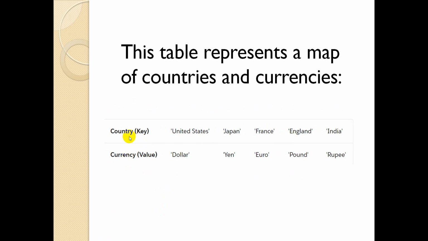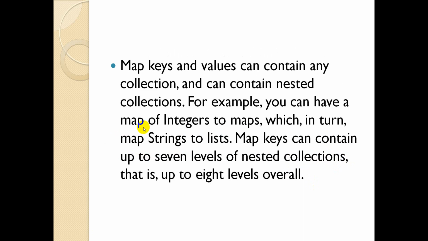In this table, as you can see, we have country and currency. We have one United States, we don't have another United States, but we have dollar, and any other countries can use dollar. So the country, or key, is unique, but the currency, another country can also use dollar, so the value can change, but the key is unique. So United States has dollar, Japan has yen, France has euro, England has pound, and India has rupee. But some other countries like Pakistan also use rupee, so it can change.